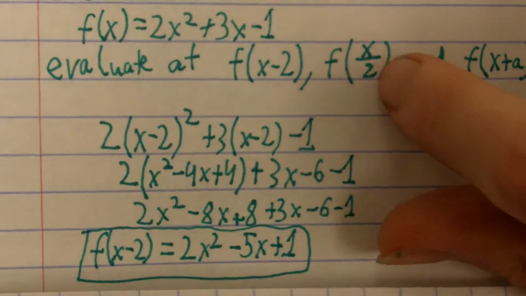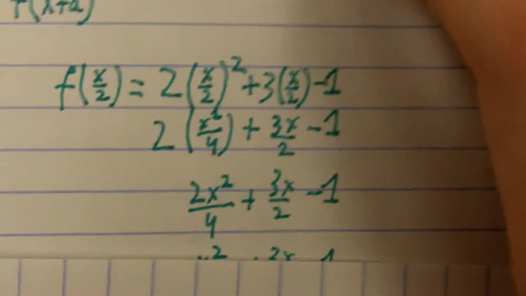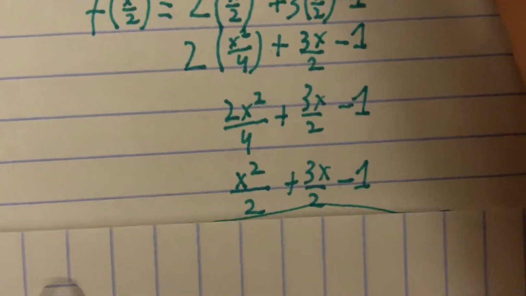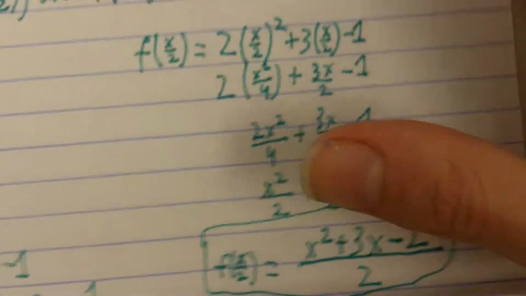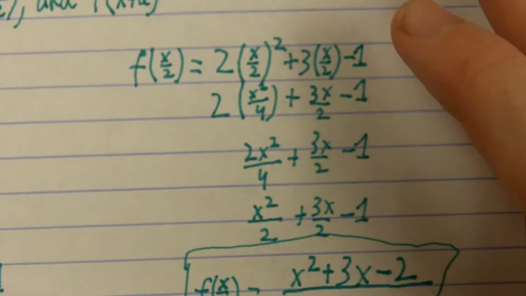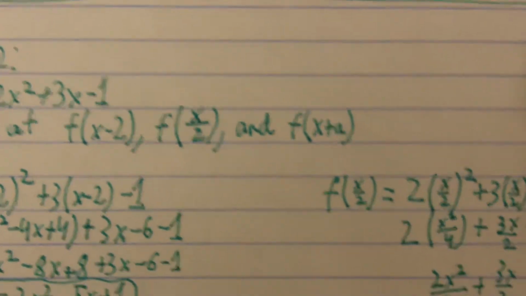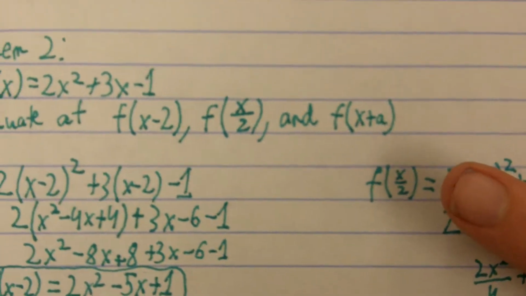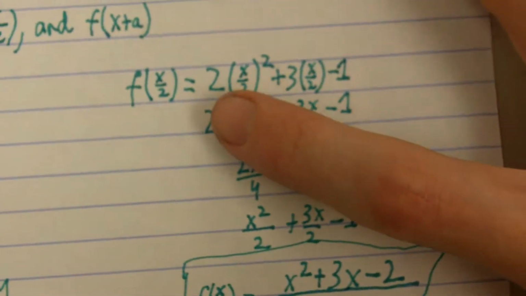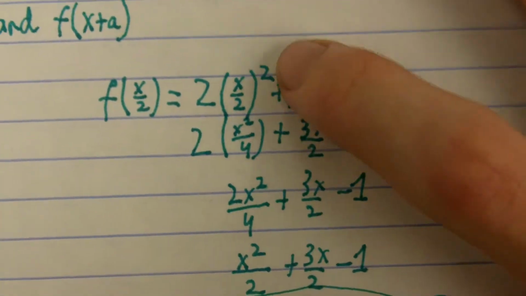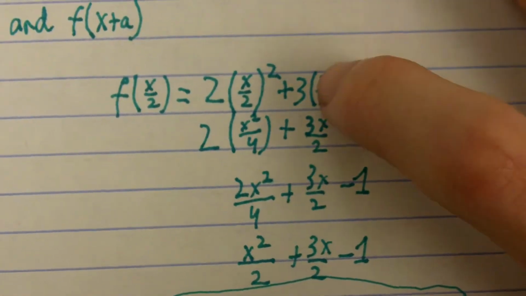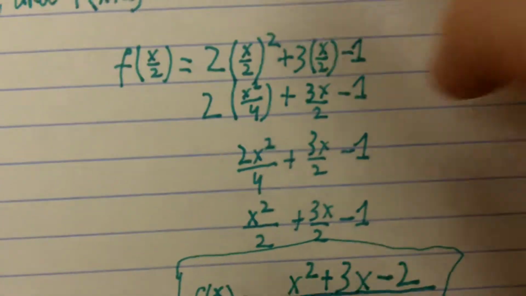The next one, f of x divided by 2. So again, it's the exact same equation that we're doing. So 2x squared plus 3x minus 1. Down here, we just replace every instance of x with x divided by 2. So here it becomes 2 times x divided by 2 squared plus 3 times x divided by 2, and then minus 1. And there was no x that we had to replace there.